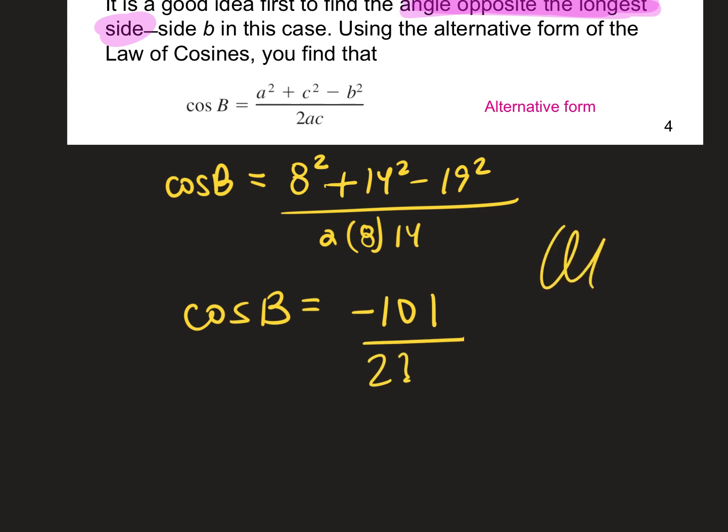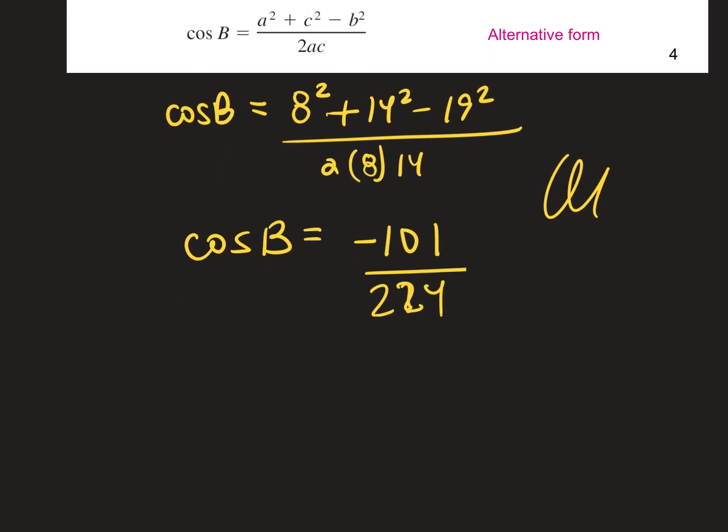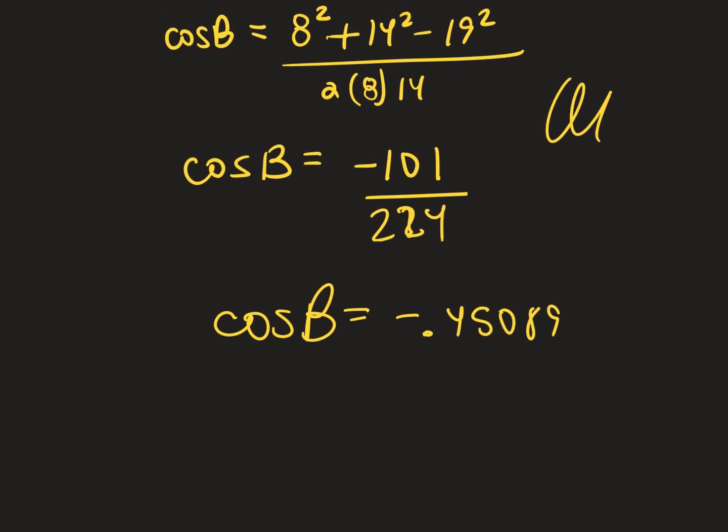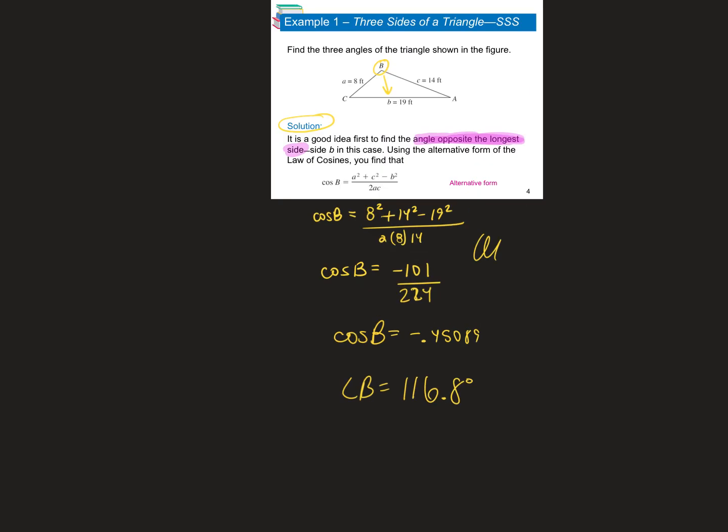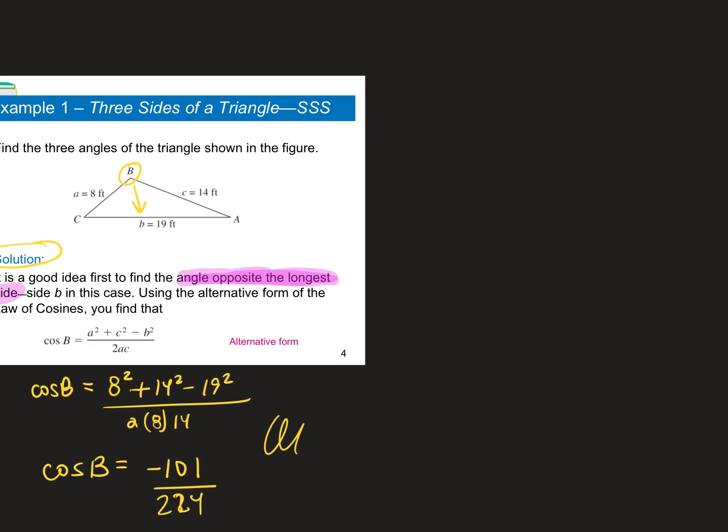Okay, so 224. Everybody with me? All right, so let's go a little bit more. Cosine B equals, what's negative 101 divided by 224? Negative 0.45089. Right? Is that the actual angle measure? No. How do I find the angle measure? Second cosine, second answer, and I get what? All right, so we got angle B was how much? 116.8, okay? So I found out here, guys, angle B is 116.8 degrees.